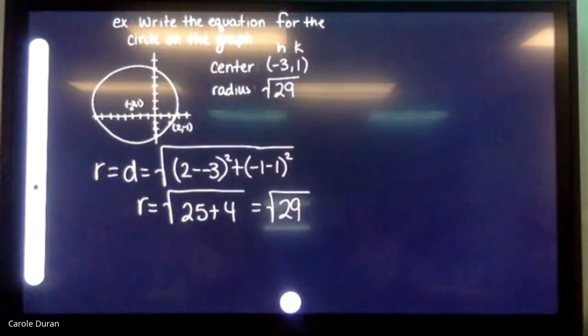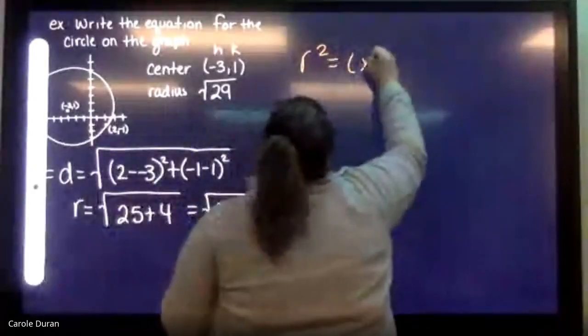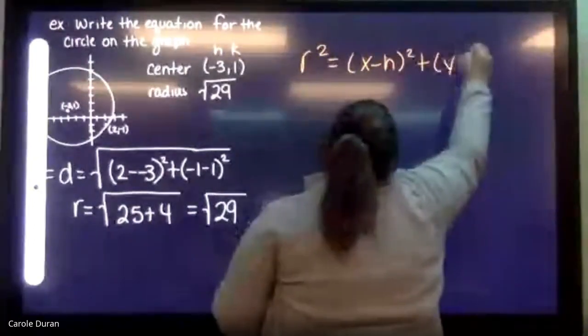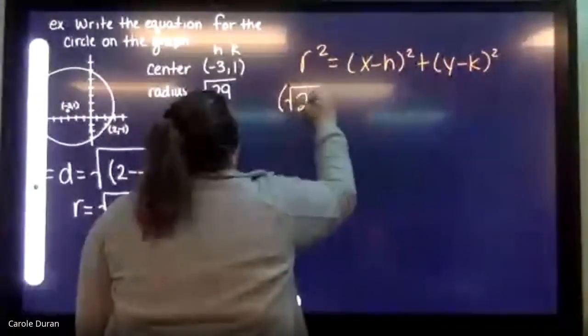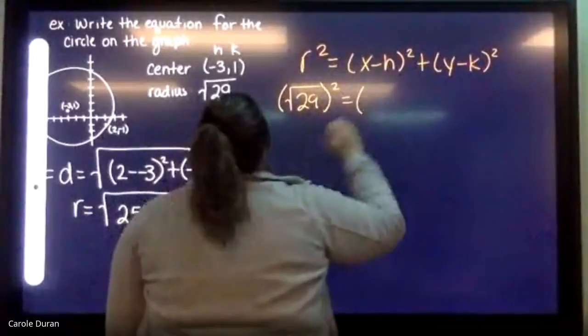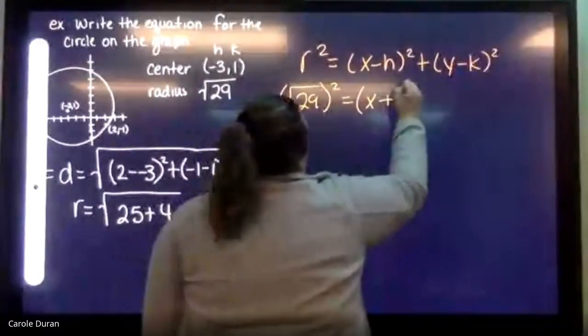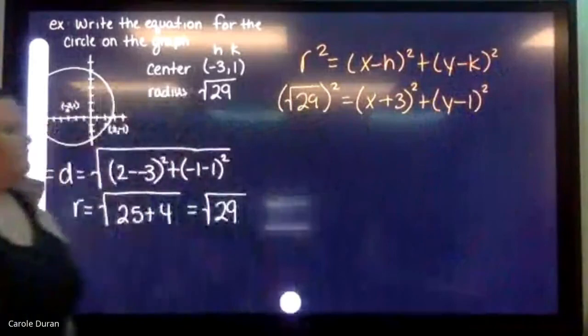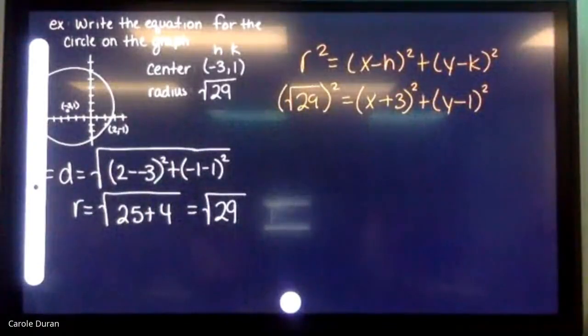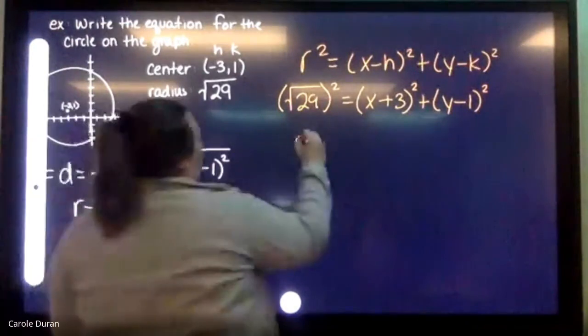I'm going to go ahead and write the equation of my circle. The equation of the circle is r squared equals x minus h squared plus y minus k squared. I'm just going to fill in the h, the k, and the r that I found. When I do, I get the square root of 29 squared equals x minus a -3, which becomes x plus 3, squared, plus y minus 1, squared. The last thing I need to do is simplify the radius. What happens when I square a square root? It just cancels and I'm left with just the number underneath.